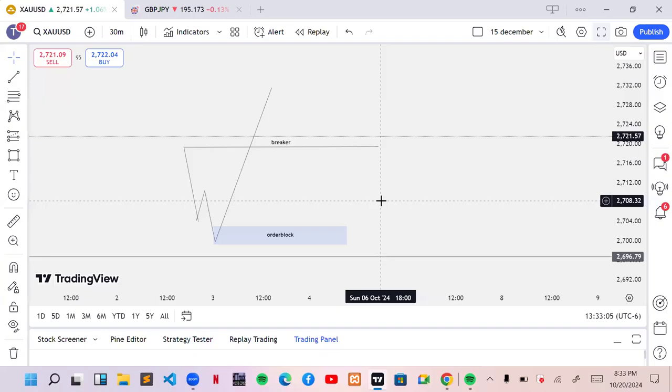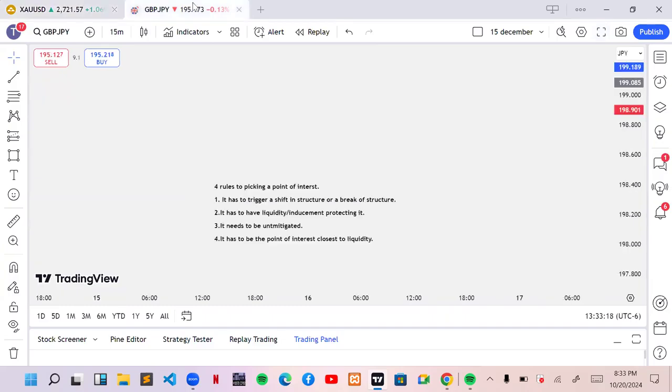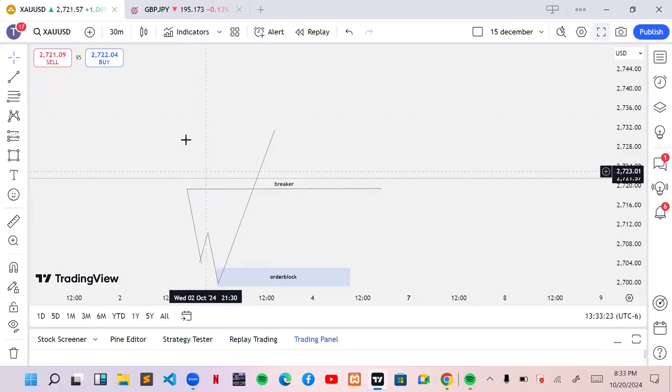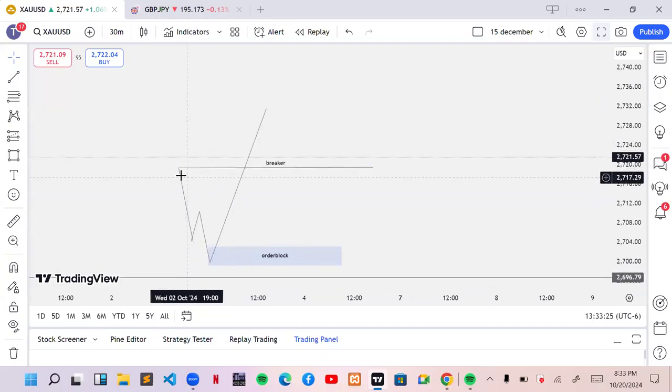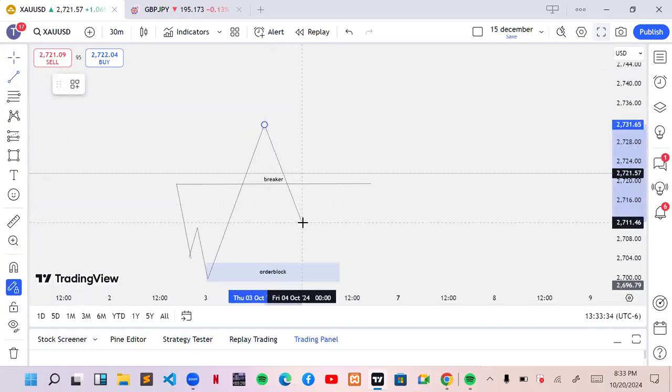Now, knowing when to use a breaker block or when to use an other block: use a breaker block when the first pullback that market makes did not mitigate that breaker block. I don't know if you understand what I mean. Remember, one of the rules says the point of interest needs to be unmitigated. Now, let's take a scenario like this. Market breaks past this zone, meaning that there's a breaker block right here. Since there's a breaker block right here, let's say that this is the first pullback that market makes.